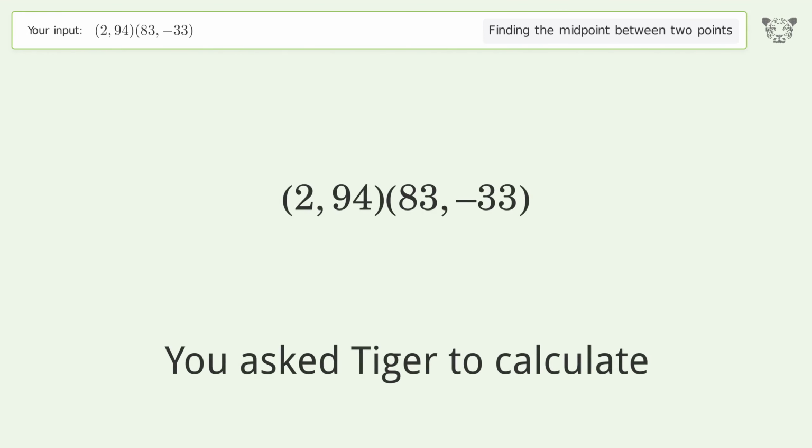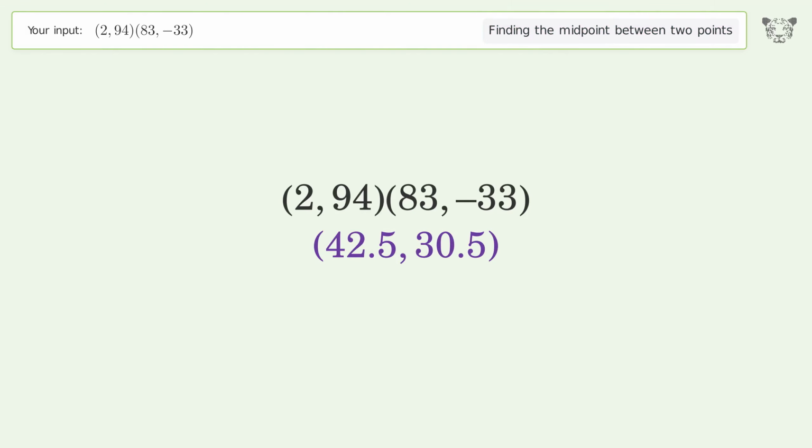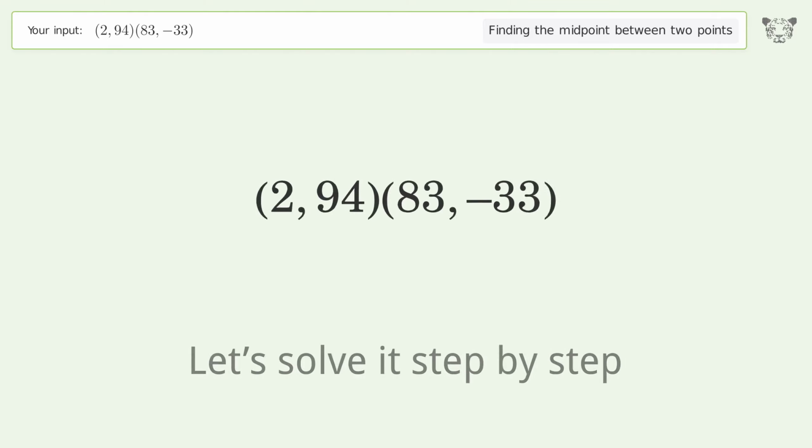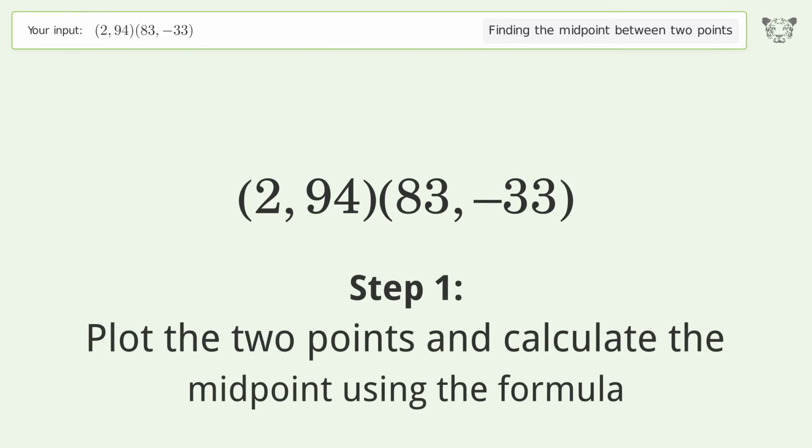You ask Tiger to calculate. This deals with finding the midpoint between 2 points. The midpoint between the 2 points is 42.5, 30.5. Let's solve it step by step. Plot the 2 points and calculate the midpoint using the formula.